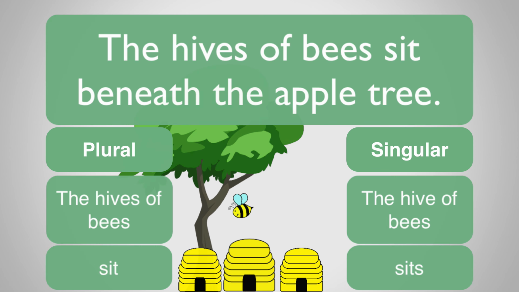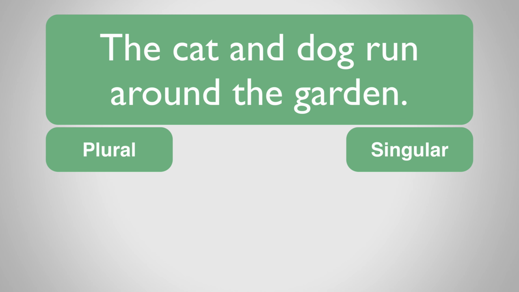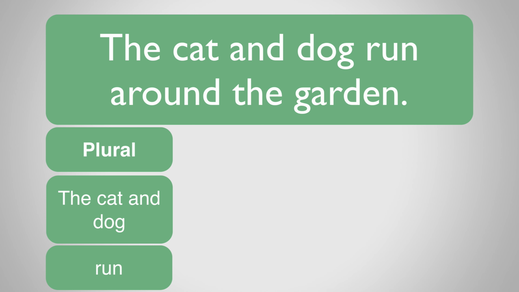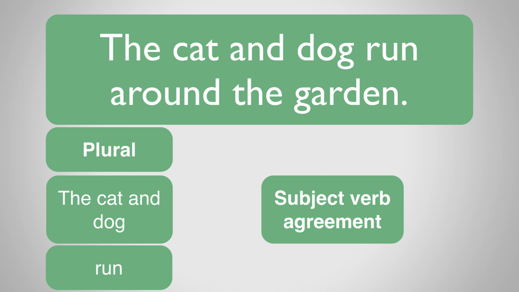Here's one final example. The cat and dog run around the garden. The subject, the cat and dog, is plural, as the subject includes the word and. So together it makes more than one. The verb run is plural and matches the plural subject, so we have subject-verb agreement.